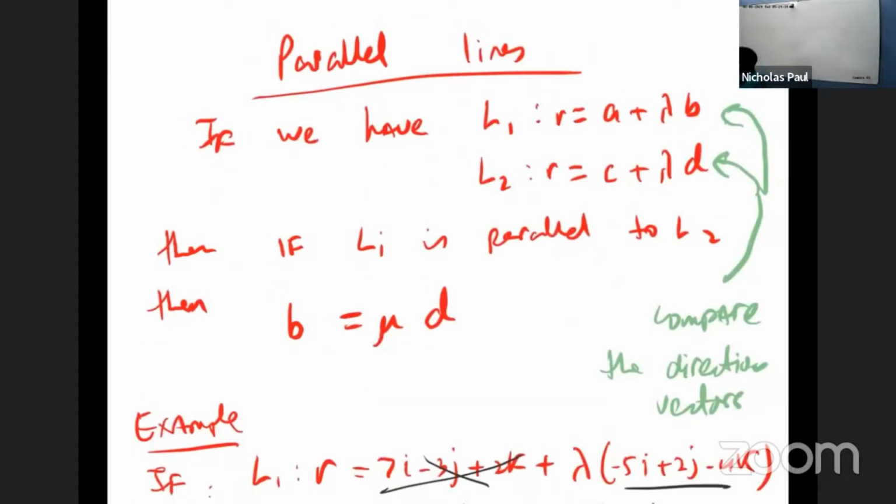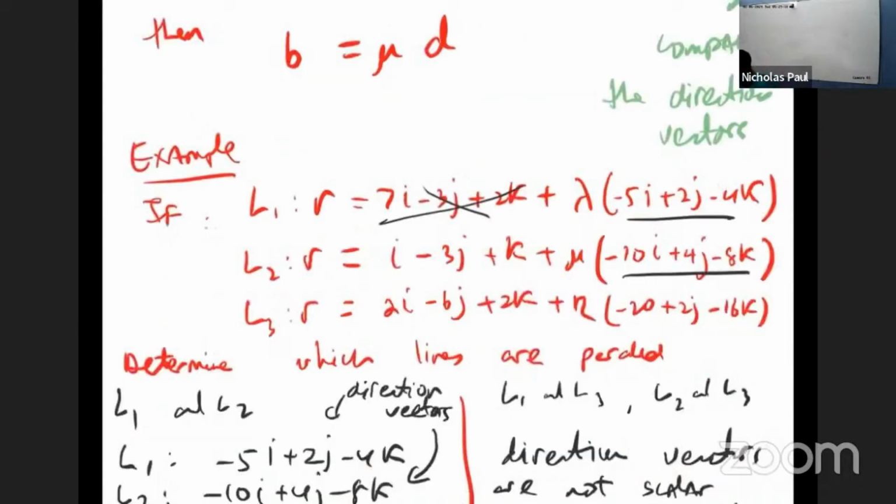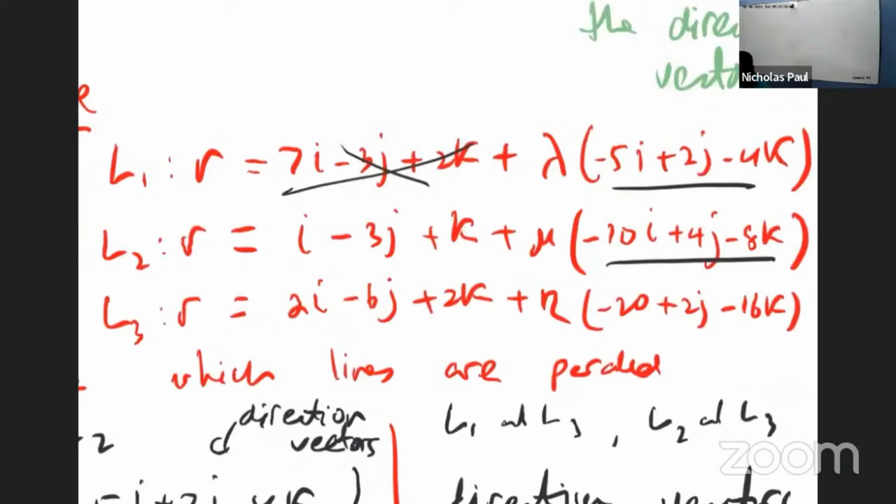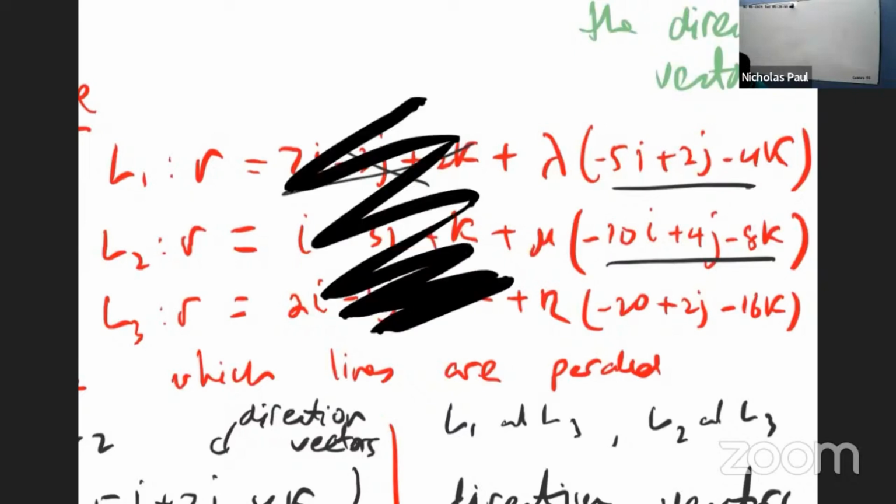If you have two lines, line 1 and line 2, to determine if they're parallel, you have to compare their direction vectors. So you're comparing b and b. If they are multiples of each other, then they are parallel. Just make a note that you have to compare the direction vectors. Take a look at L1, L2, and L3. Which ones are parallel? I crossed out some parts of it, so you can look at the note.